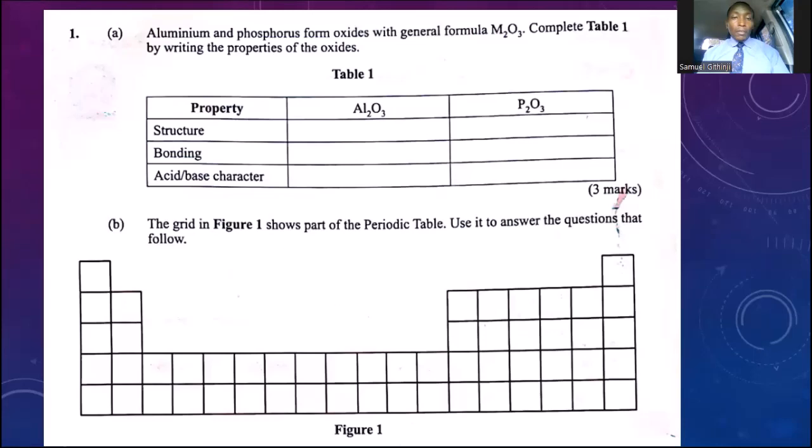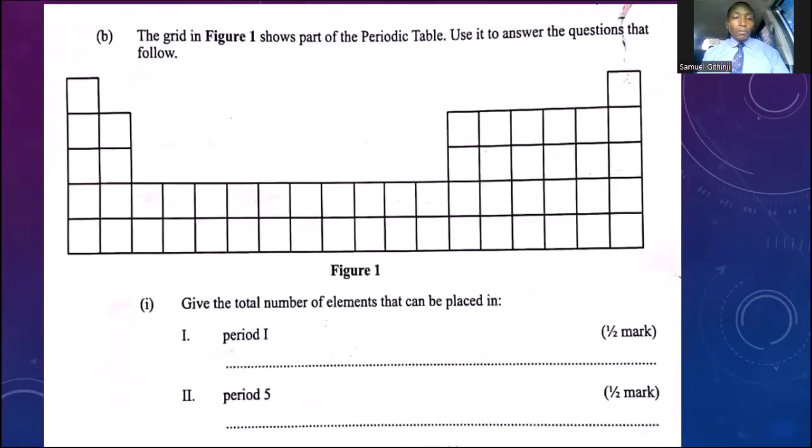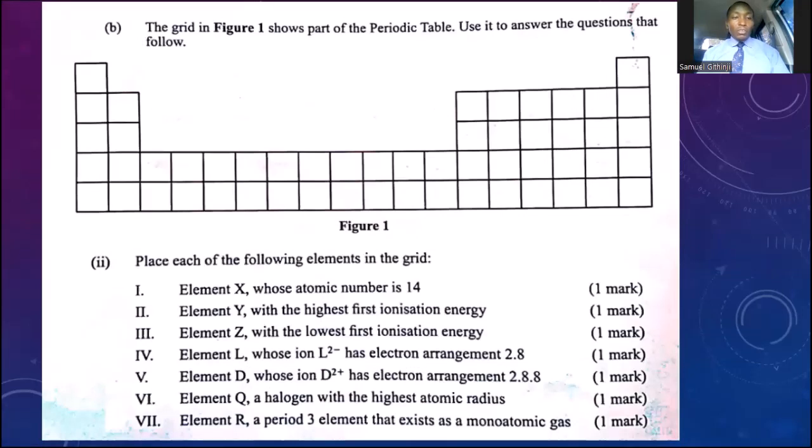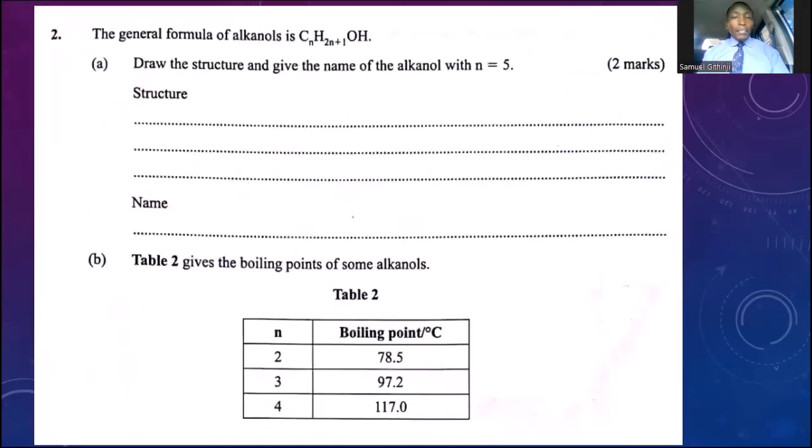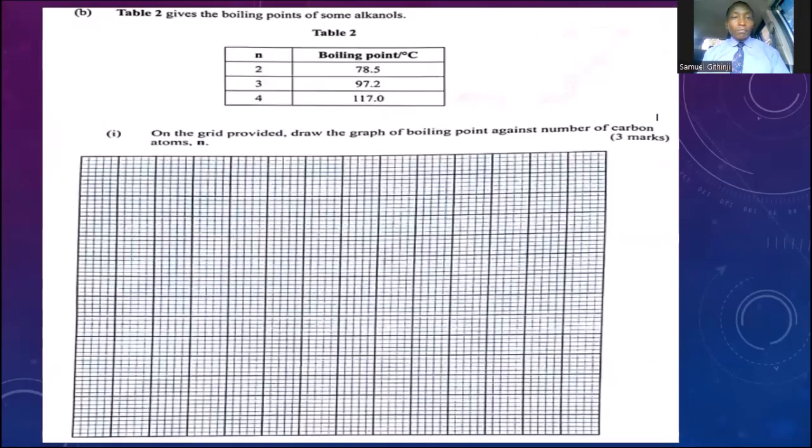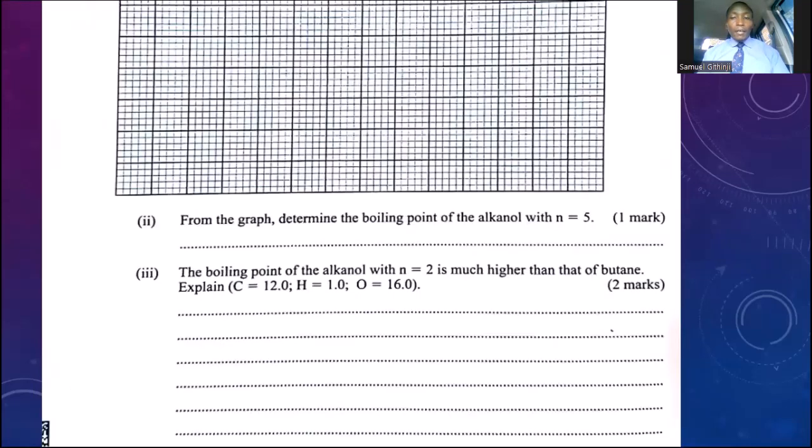The structure and bonding there, then periodic table continues there. You can see my student. Then periodic table continues, part 2 of B. Yes. What I'm doing is just to present the paper first, the question paper. And then you can see there question 2, a question on alkanes. Yes. A graphical part of alkane there. Moving on. Yes. Answering question from the graph.